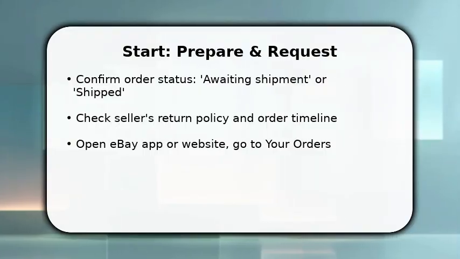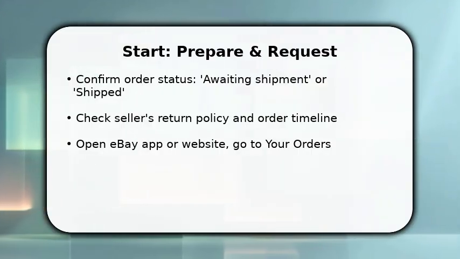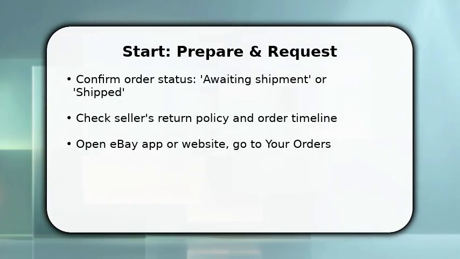You begin by confirming the order status and why you want a cancellation or refund. This matters because options differ if the item shipped. Once you see awaiting shipment, tap More Actions and choose Cancel Order to send a cancellation request.